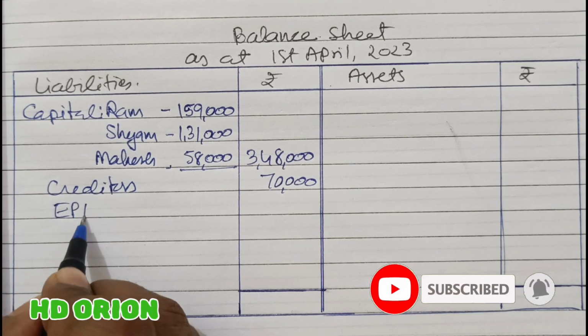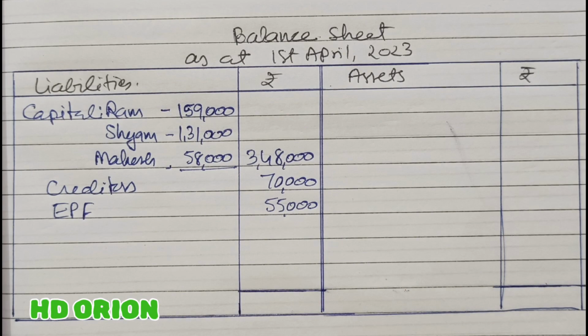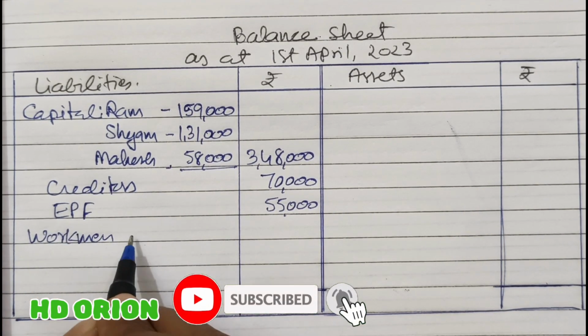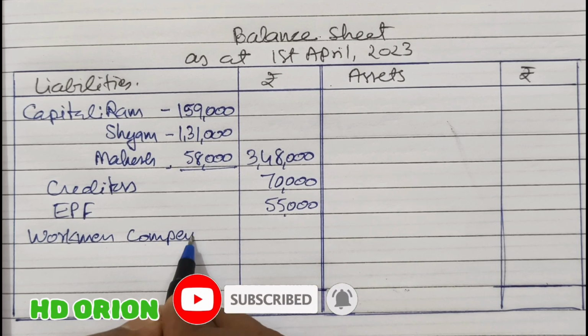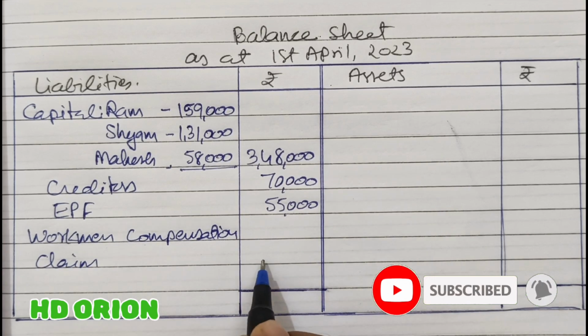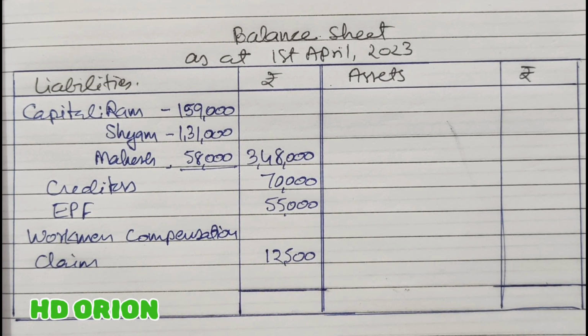Then employees provident fund will remain the same. It cannot be distributed to the partners. And there is workman compensation claim, which the firm has accepted. It will be paid in future. Till it is paid off, it is a liability.